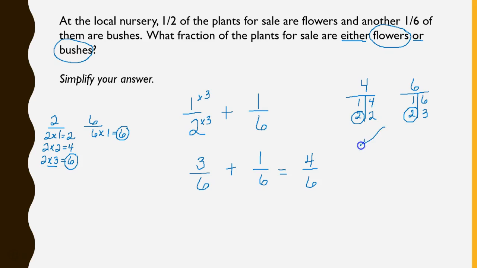So I'm going to take that over here, divide the top and the bottom. So 4 divided by 2 is 2. 6 divided by 2 is 3. All right, so 2/3 of their plants are either flowers or bushes.